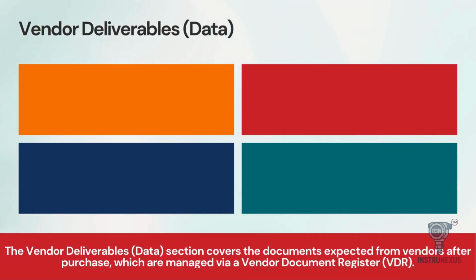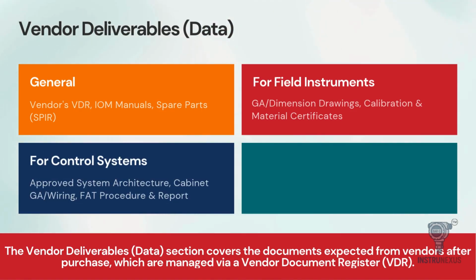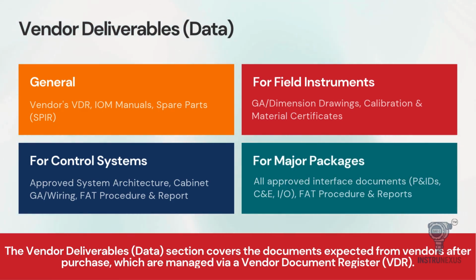These are documents expected from vendors after purchase, tracked via a vendor document register. For general items, this includes installation, operation, and maintenance, IOM manuals, and spare parts lists. For field instruments, we need dimension drawings and calibration certificates. For the control systems, the vendor must submit the approved system architecture, cabinet wiring diagrams, and the critical FAT procedure and report. Similarly, for major packages, we review their PNIDs and interface documents to ensure they match our design. Reviewing these is critical to ensure what arrives on site actually works.